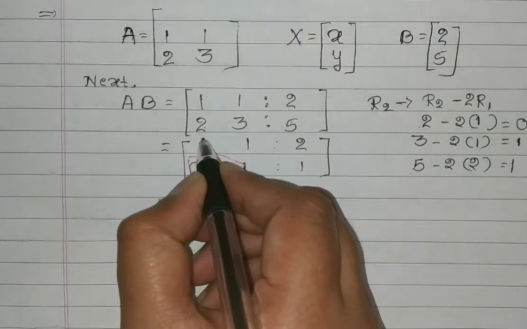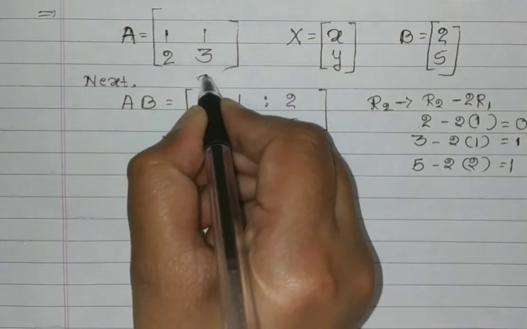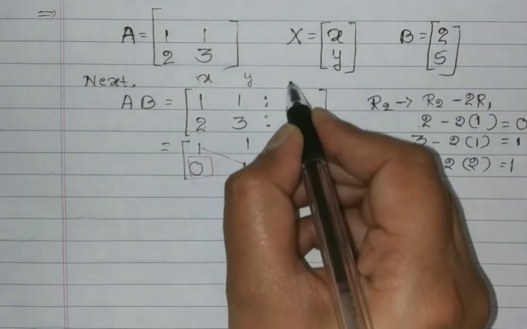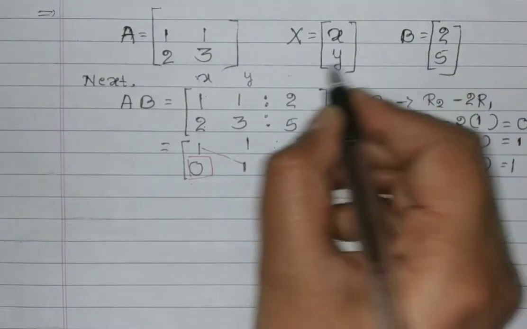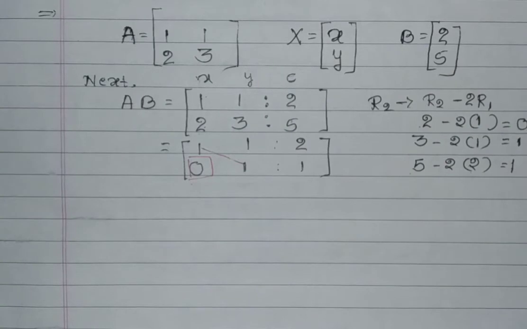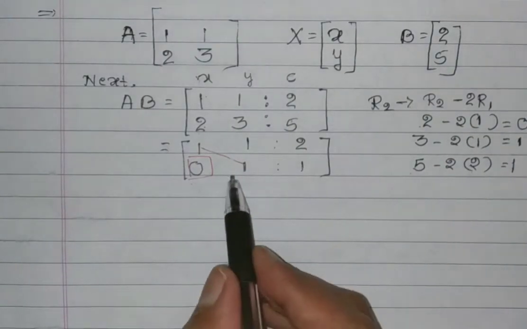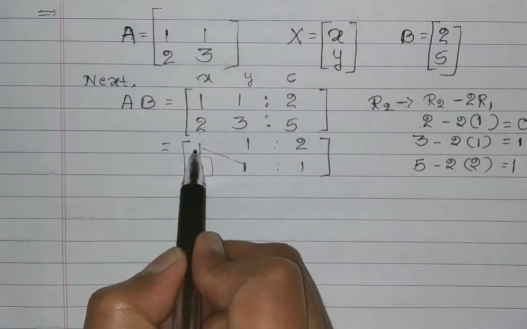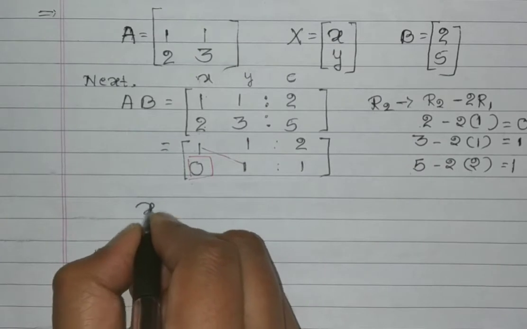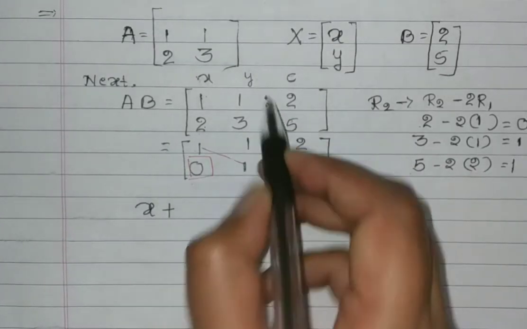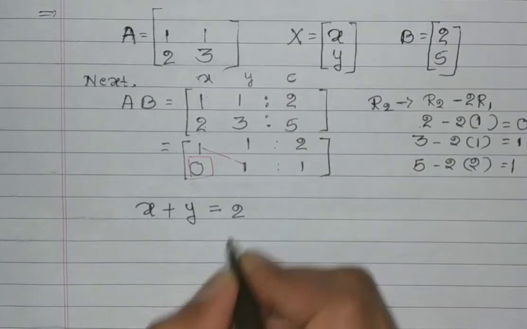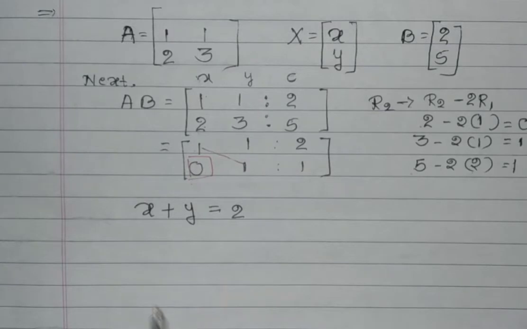So observe, first column is for x variable, second column is for y variable, and the third column is constant, that is from matrix B. So this is the constant column. So when we convert this augmented matrix again in terms of equation, just observe 1 into x, that is x plus 1 into y, which is equal to constant element 2. So the first equation which we have got is x plus y is equal to 2.